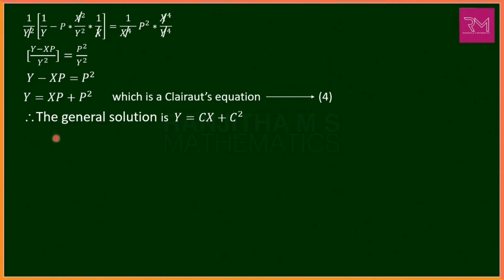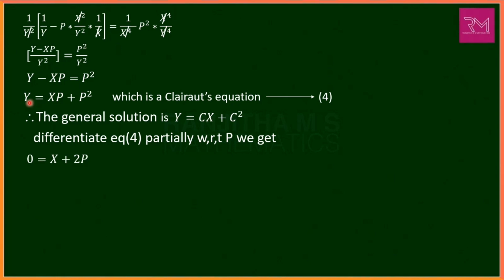For that, we have to differentiate this equation 4 partially with respect to capital P. We get in the left hand side 0, which is equal to differentiation of p is 1, x is constant, take as it is, plus differentiation of p square is 2p. Here, if we take 2p is equal to minus x and 2 goes to the denominator, that becomes p is equal to minus x by 2. Also, we know that x is 1 by X and y is 1 by Y. Substitute in the place of x as 1 by X, we get minus 1 by 2X. That's the value of capital P.